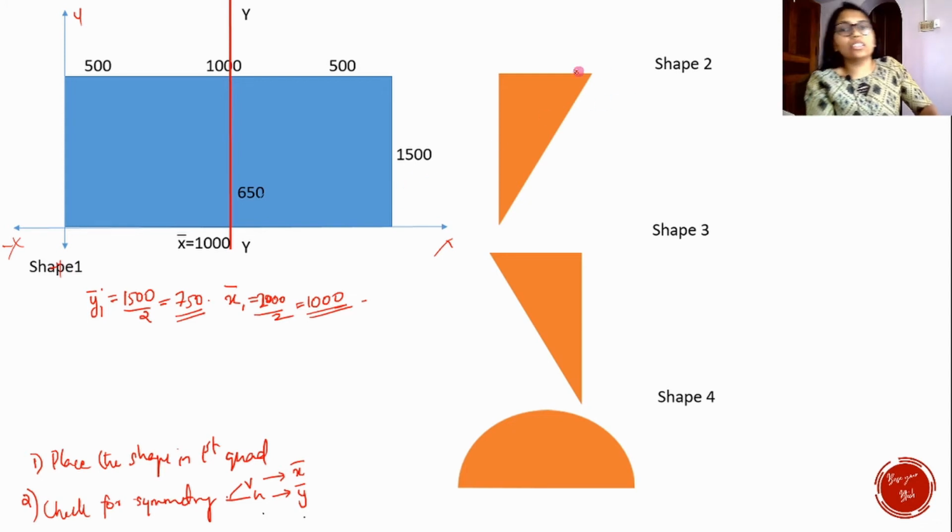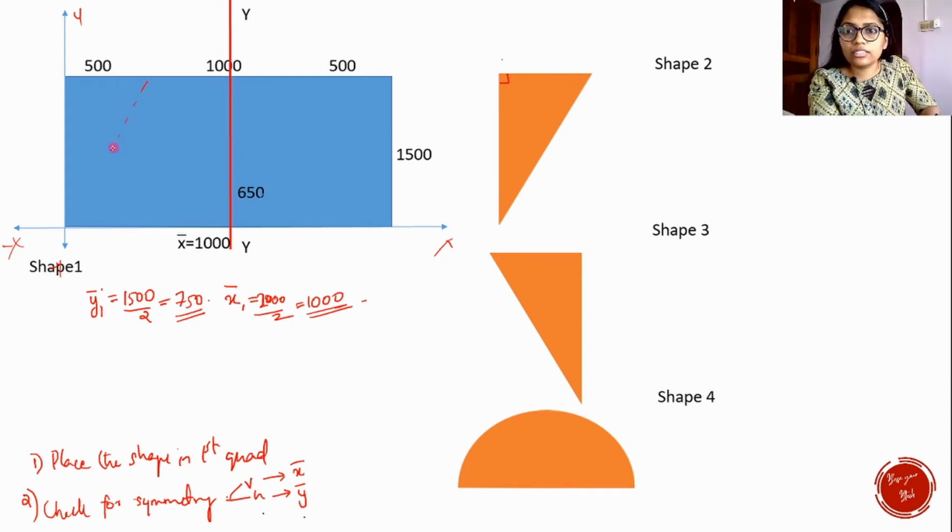Next, let us move on to shape 2, which is the right triangle. To find the centroid of this right triangle, first we need to locate the right angle marking. From the right angle, the centroid is base divided by 3, isn't it? If we are focusing on the x coordinate, then the x dimension divided by 3, taken from the right angle side. See, the complete length over here is 500, isn't it?